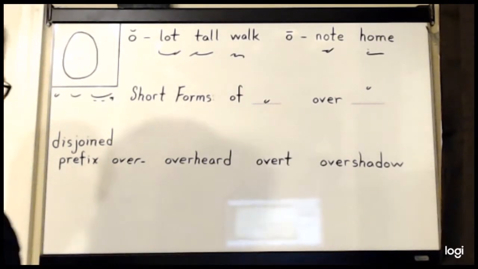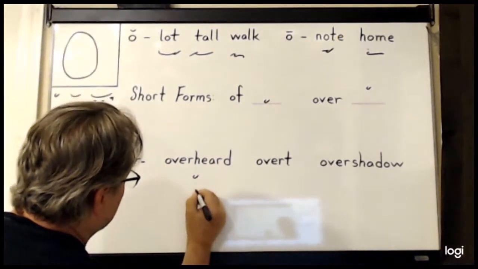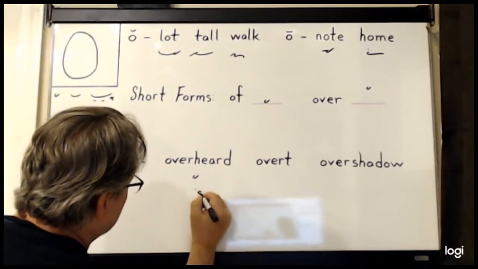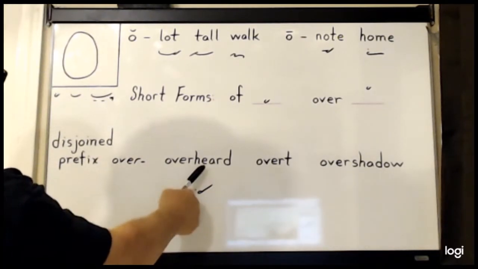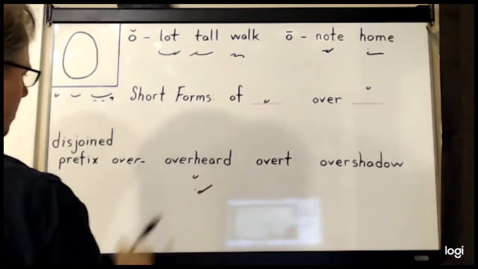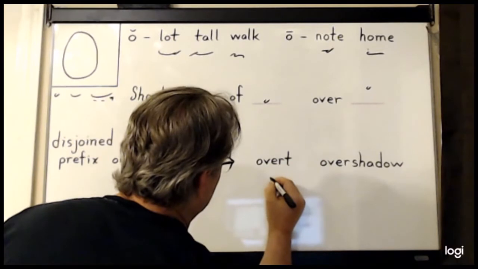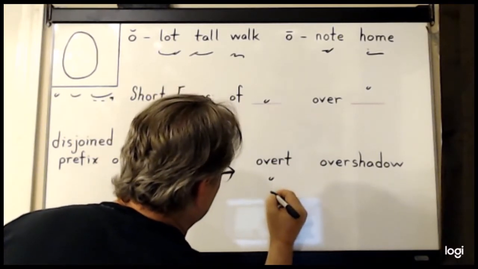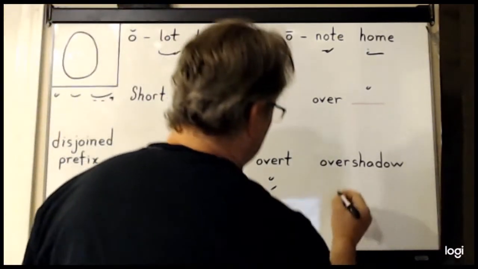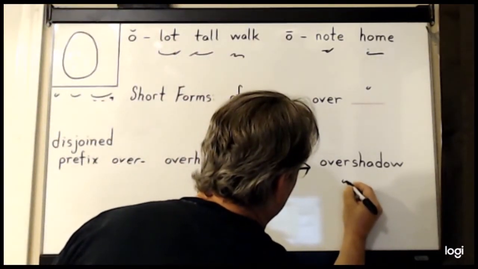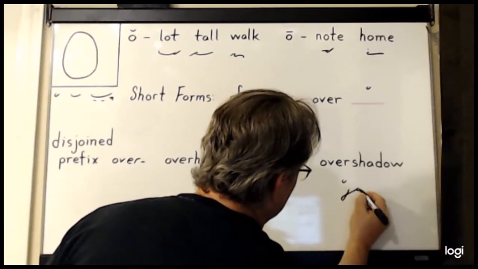So for the word overheard, we'll just write the O, then the H, the E, and the D. The E here is reversed to represent the sound in the overheard word. The word overt is the disjoint O, and then the letter T. For overshadow, it's a disjoint O, and then S-H-A-D-O.